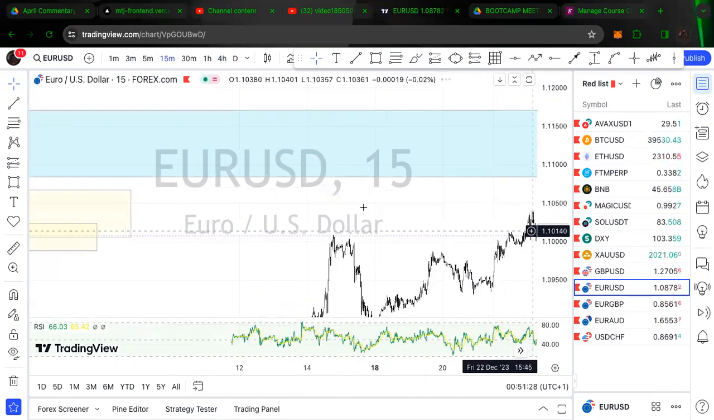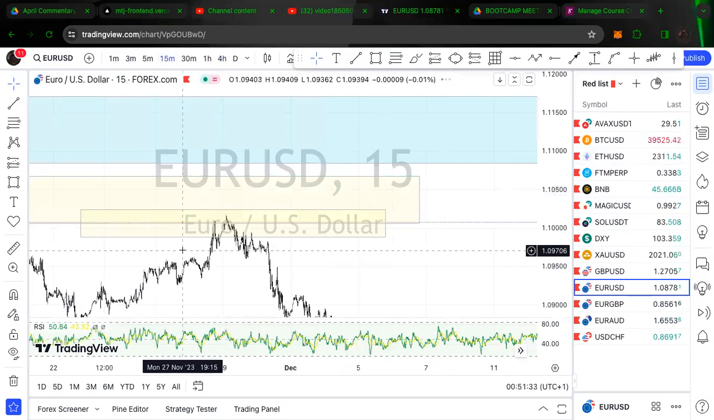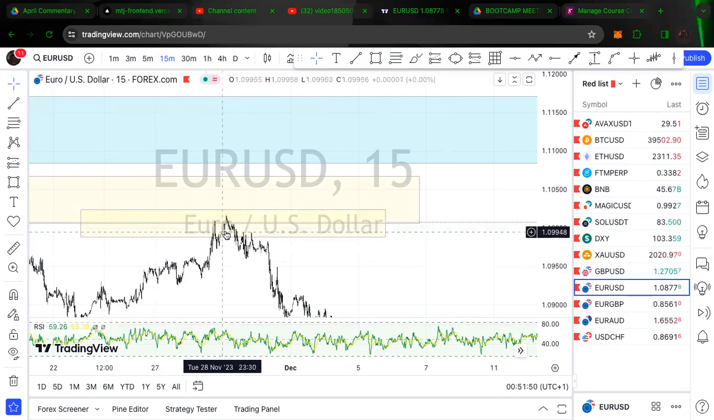I told you, try and error until you see the model. Don't take the trade, there's no need. Learn patience. Learn patience. So let us see what happened here.